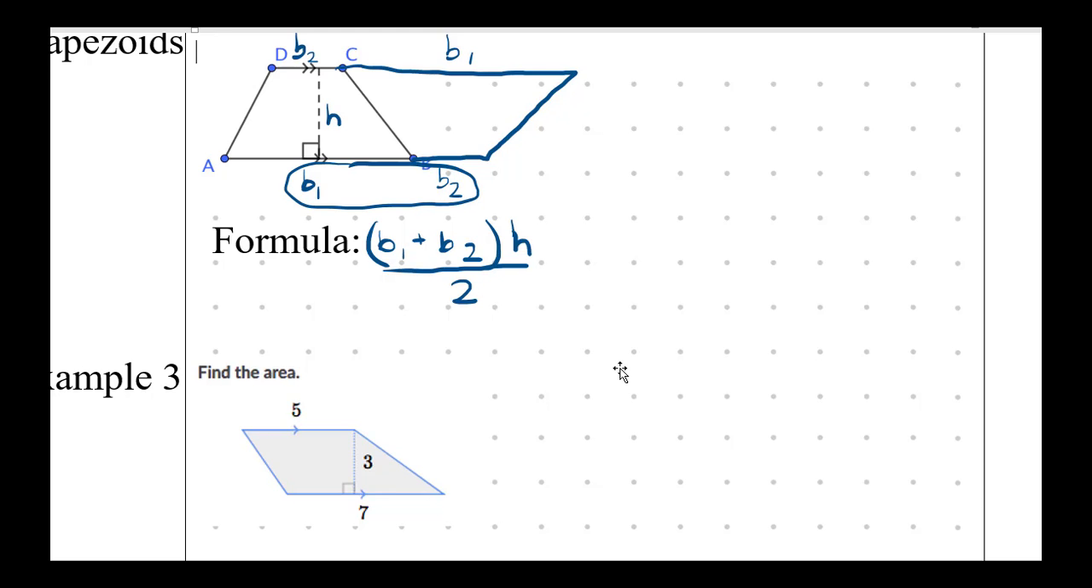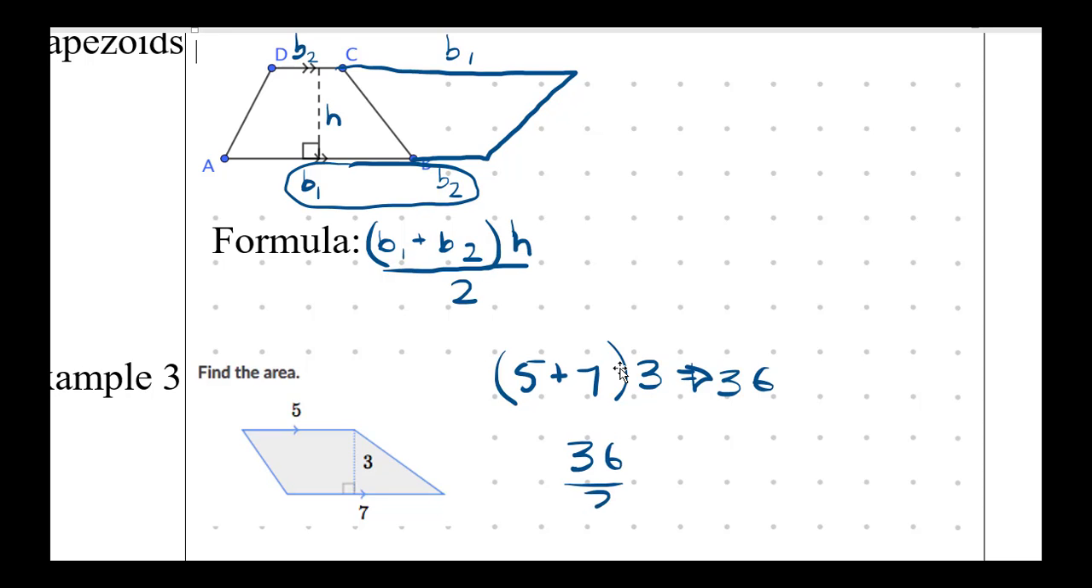All right, I need someone to not tell me the answer, but to tell me the process. What did you do? What were your steps? Sam. I added 5 plus 7. And then I multiplied all that by 3. And then I got 36. Okay? I divided by 2.